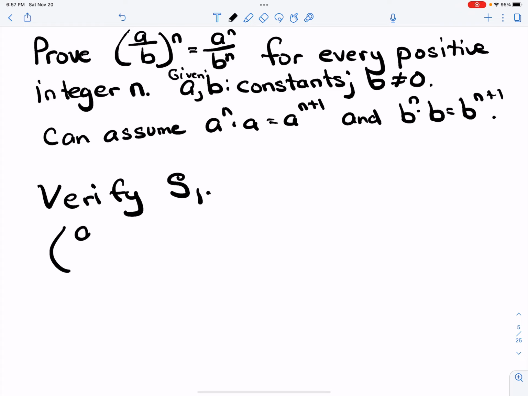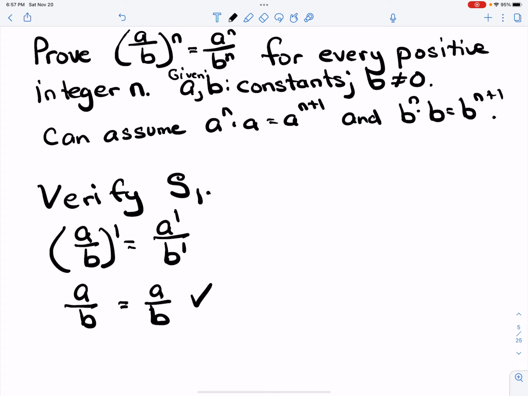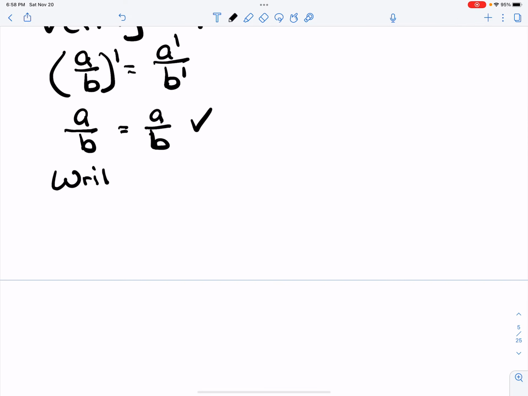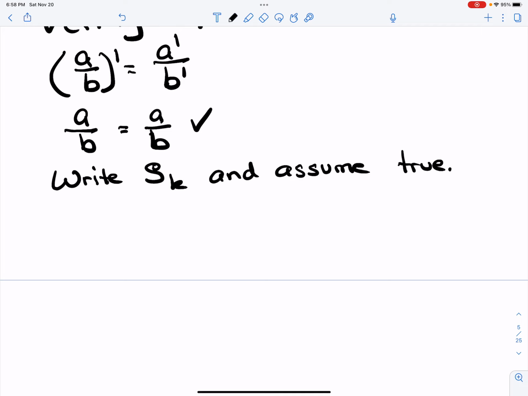Well, if we wrote a over b to the first power equals a to the first over b to the first. Well, a over b to the first power is a over b, and a to the first over b to the first is also a over b. So yes, that works. So then we write S sub k and assume true. So a over b to the k equals a to the k over b to the k.